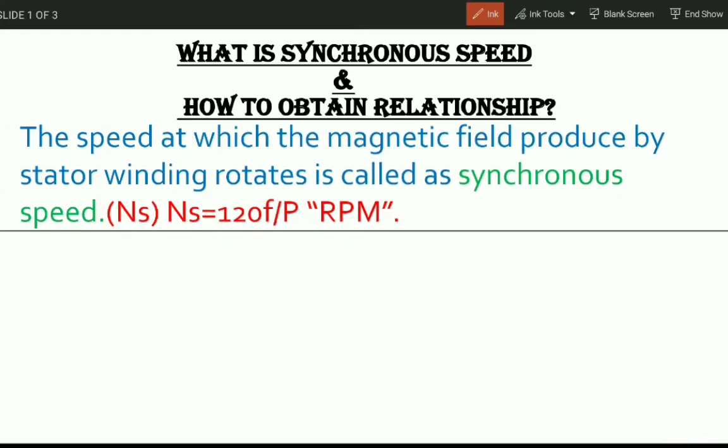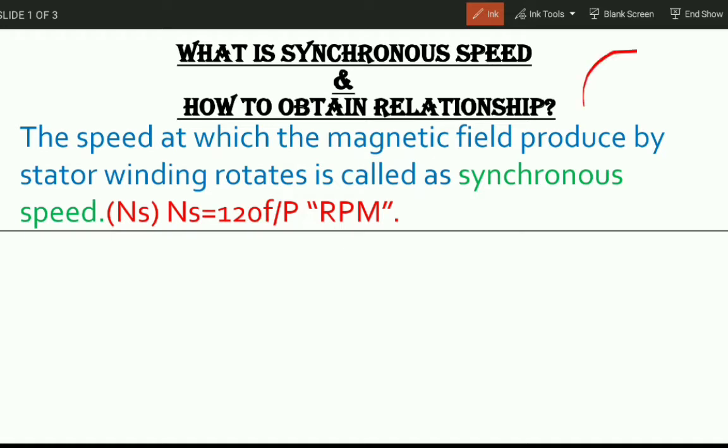Hi, today I am going to teach you synchronous speed and how we obtain the relationship. In the previous video I also told you what synchronous speed is. Here the definition is also written.